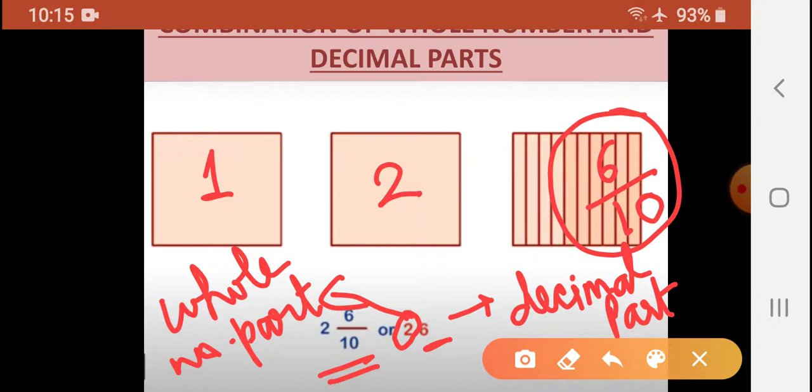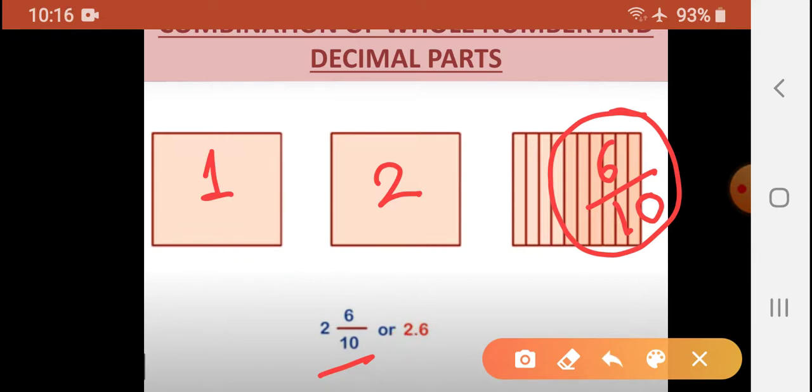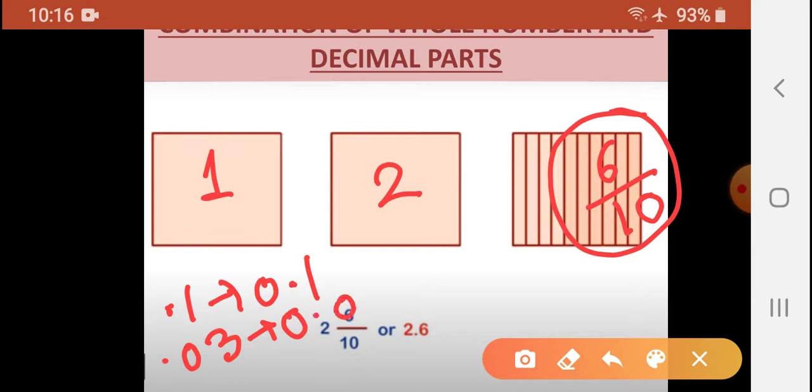So children, one more thing you have to keep in mind is that if there is no whole number part in a number, then write 0 on the left of the decimal point. For example, 0.1 and similarly 0.03. So if there is no whole number part in the number, then write 0 on the left of the decimal point.